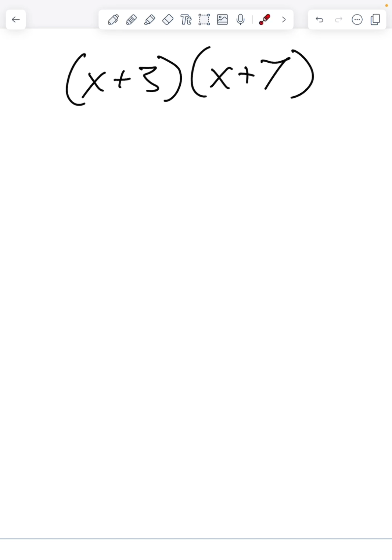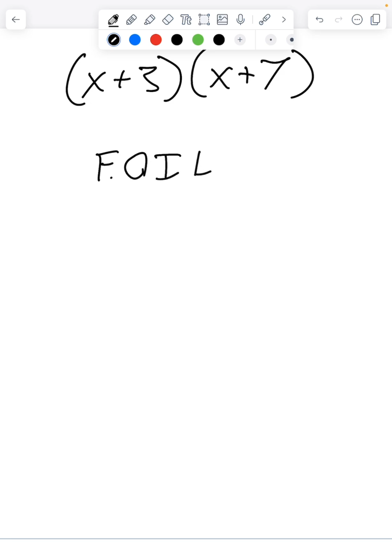Okay, I've got two binomials. Binomial meaning I've got two terms here and I've got two terms here. So each of these is a binomial. Now, if I was to FOIL this out, which FOIL, most kids have heard at this point in their math, which this would be first, outer, inner, and last term.